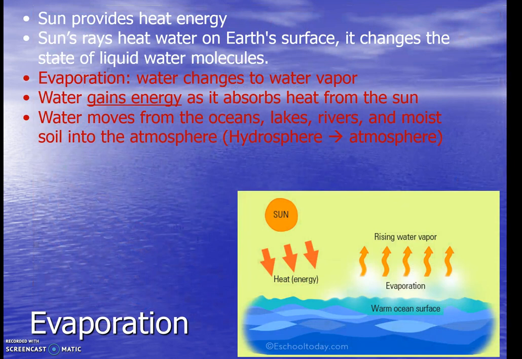The sun provides heat energy. The sun's rays heat water on the Earth's surface, and they change the state of the liquid water molecules. Evaporation is when water changes to water vapor. The water gains energy as it absorbs heat from the sun. As the water absorbs heat from the sun, the water molecules become warmed up, excited, and they turn into water vapor and evaporate. So the water moves from oceans, lakes, rivers, and moist soil into the atmosphere. So this is water going from the hydrosphere into the atmosphere.